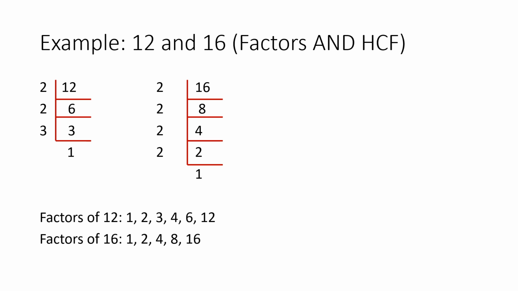Have you found the HCF? Is it same as 4? The highest common factor we see is 4, and when we look at the factors of 12 and 16, we find that the highest factor which is common for both the numbers is 4 as well. So that is what a highest common factor means. It is the highest factor which is present for all the numbers and with which the number is divisible.